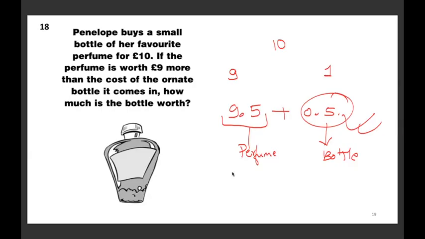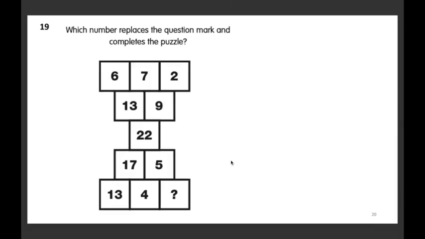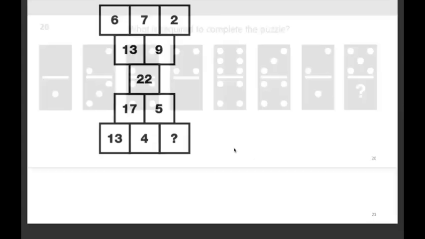Okay. Move to the next one. Which number replaces the question mark and completes the puzzle? So 6 plus 7, 13, 7 plus 2, 9. It's simple addition. 13 plus 9, 22. So what should come here? 4 plus 1, 5. So 1 is the correct answer. Okay. Move to the next one.